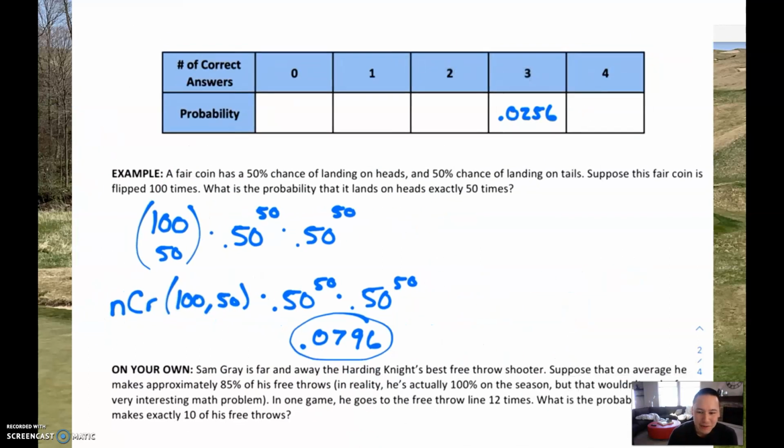And the reason it's so small is because you're flipping it 100 times. The chances of getting exactly 50 heads, probably not super high. It's going to happen 8%. It'll probably show up around 50% of the time, but maybe not exactly 50.